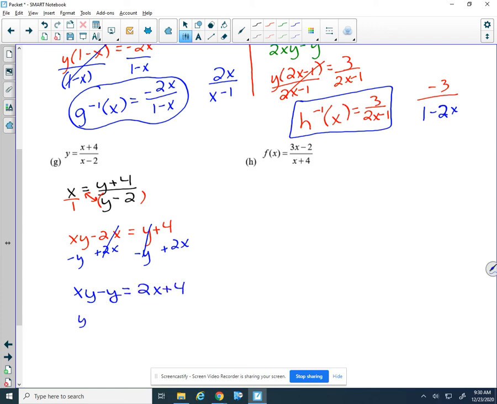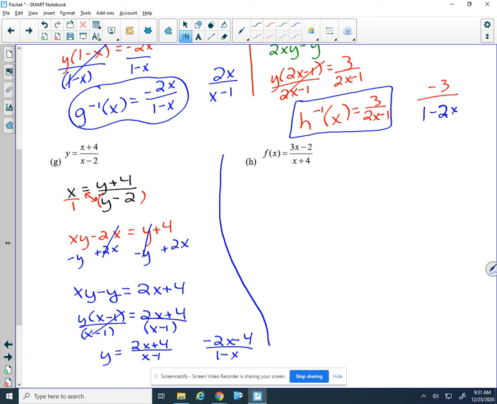We're going to factor out the y over here, and then divide by x minus 1 on both sides. So this one just has a y, so we do not need to use any function notation. If I had solved it the other way, I would have had negative 2x minus 4 over negative x plus 1, or 1 minus x.